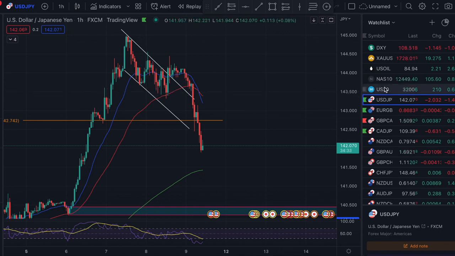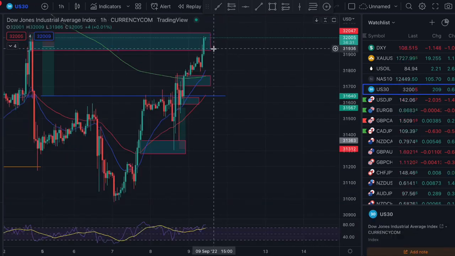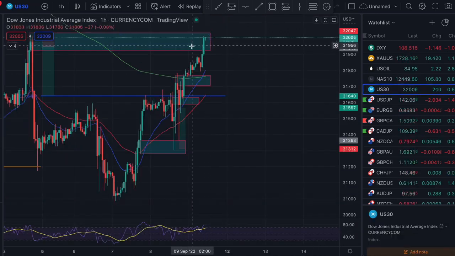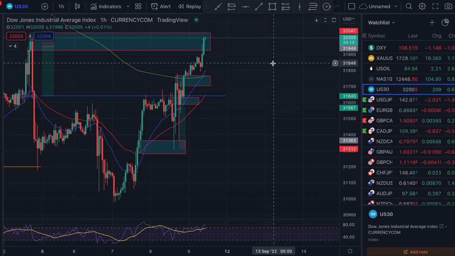So the correlation is, typically speaking, when the US 30 is rising, USD JPY tends to fall. Now this doesn't always play out, but when I do take a US 30 buy, for example, I would not be looking to buy USD JPY, as this goes against that correlation.